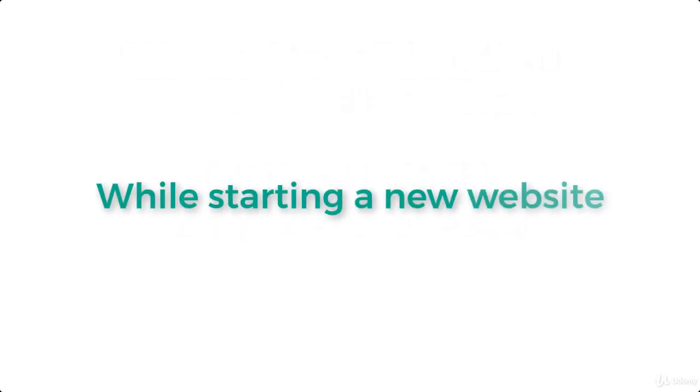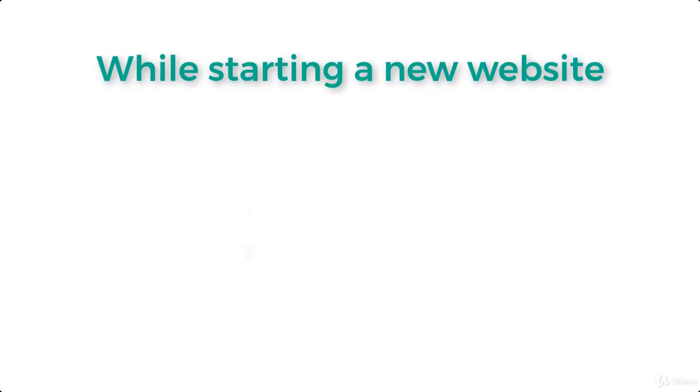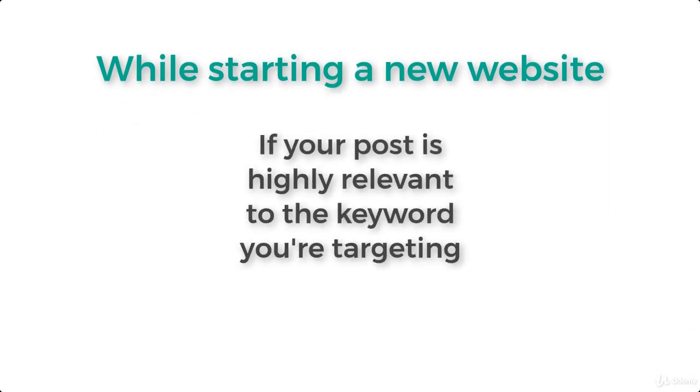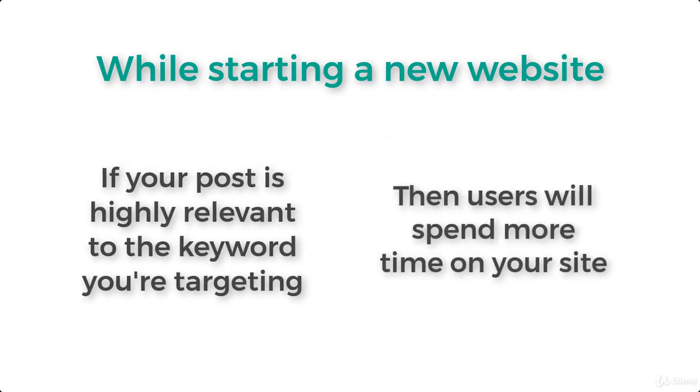While starting or creating a new website, you can start writing articles on these resulting keywords with highly SEO optimized content to quickly rank on the front page of Google. If your article or news is highly relevant to the keyword you are targeting, then users will spend more time on your site. The bounce rate will get reduced and your ranking will improve further and stay on top for a long time until your competitor writes a much better content than yours.